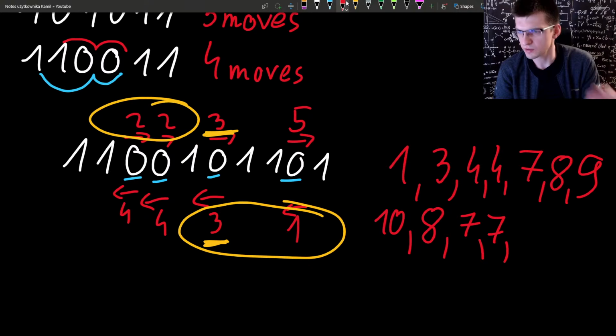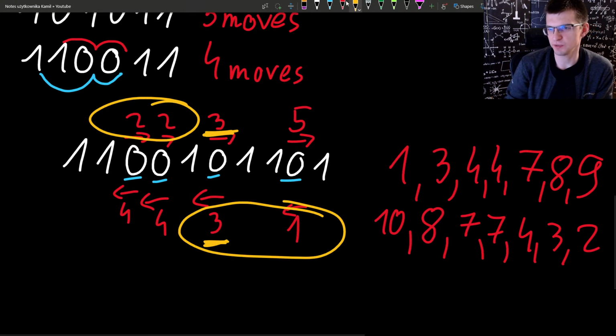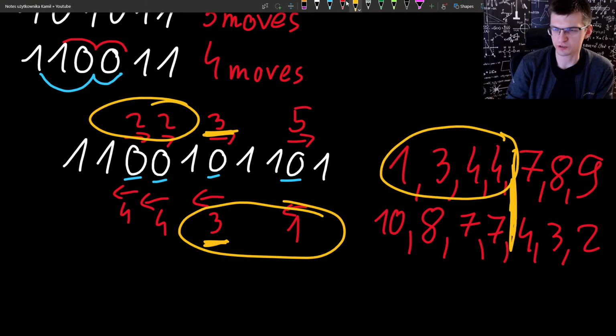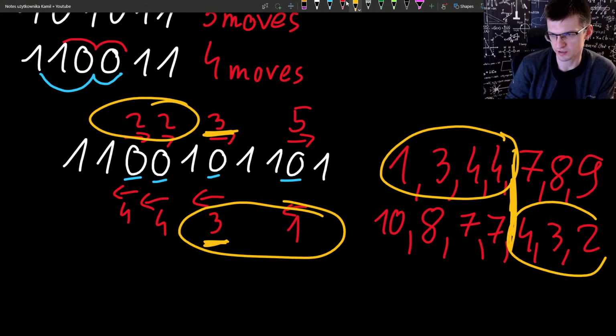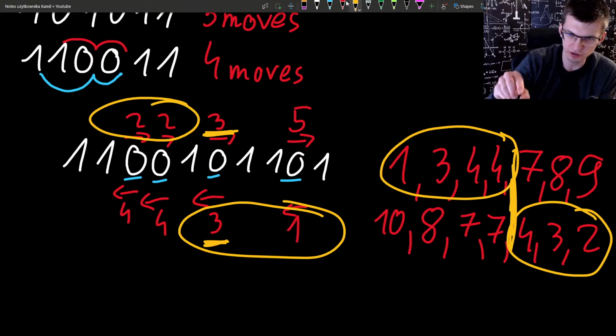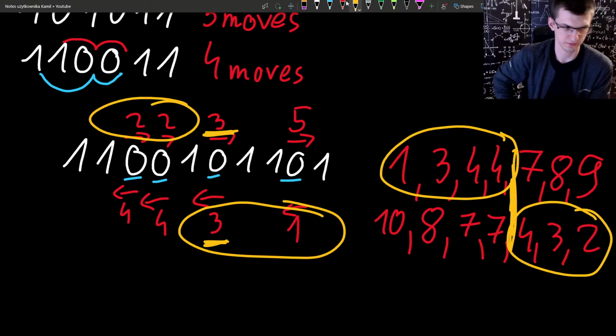7, 7. Okay. Let's say like this. Then I would say that the meeting point should be there, and I will move those. I will use these values of what is the cost of moving to the right over this 0 and that stuff. The answer here will be 1 plus 3 plus 4, 4 plus 4, 3, 2. The sum of those values.